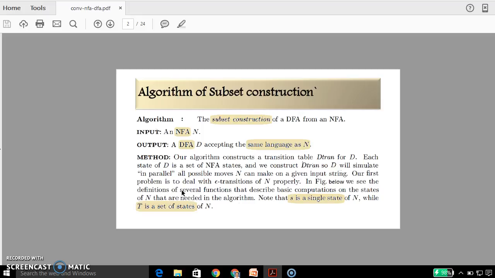In this method, we are going to generate a DTran for the DFA. DTran means the transition table for the output DFA D, which is constructed from the set of states of the given NFA. We are going to consider the epsilon transitions of N properly, in such a way that it generates subsets of states of the given NFA.